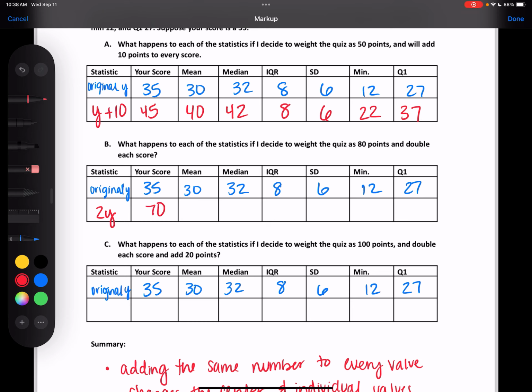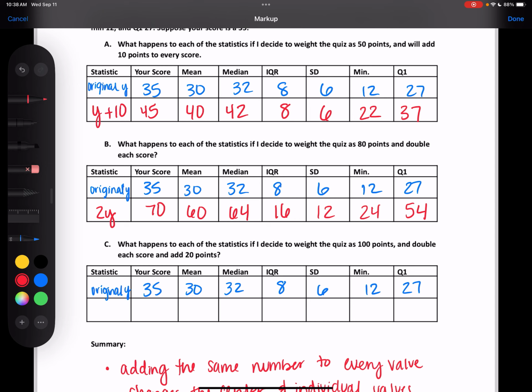70. The mean is 60. Median, 64. IQR, that's 16. So when it's multiplying, we multiply everything. If it's adding, it's not the spread. That's kind of easy. Standard deviation, 12. Min, 24. Q1, 54. So individually, not too bad, right?